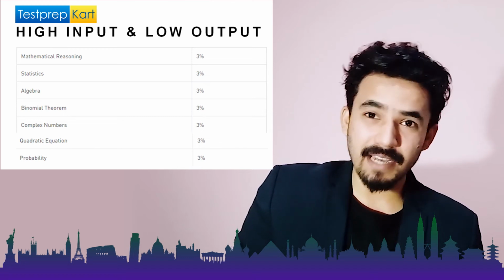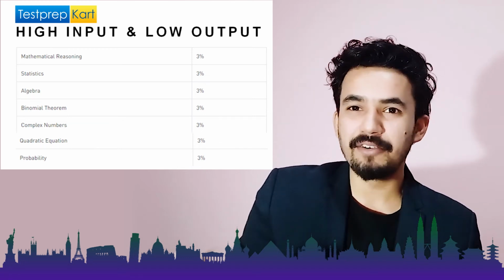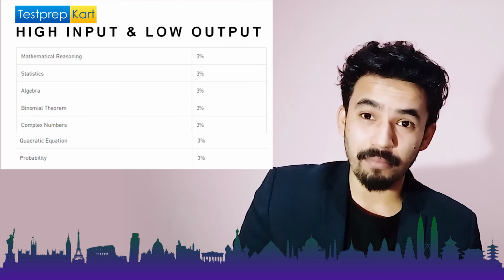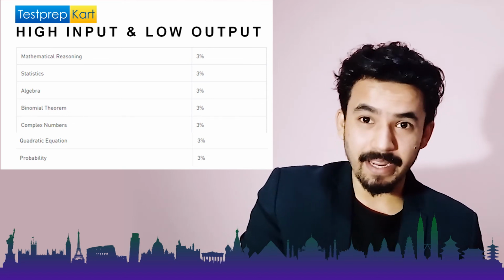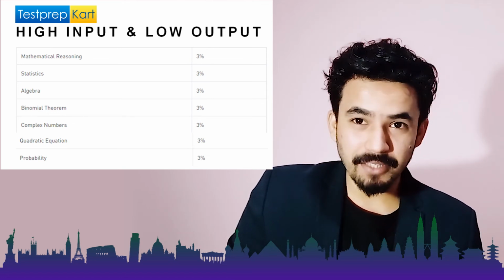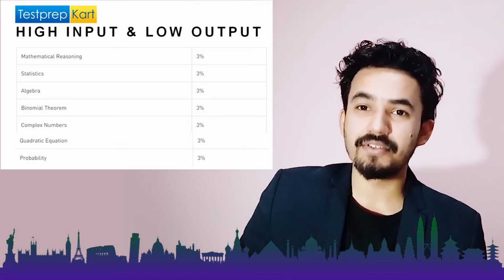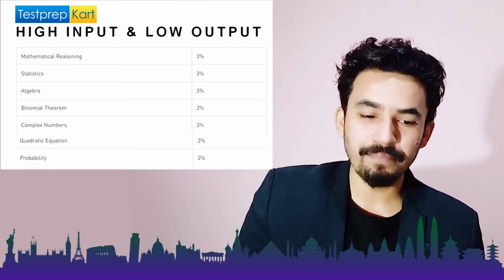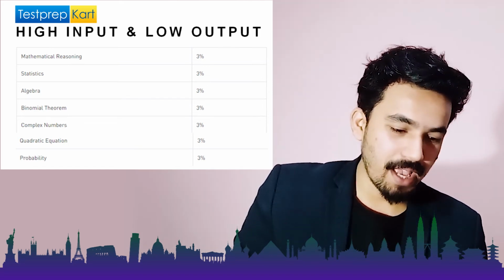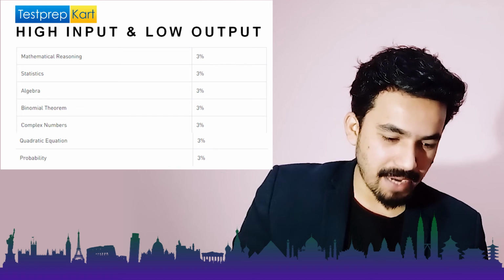Now there are topics which requires high input and low output. So what are those topics? Of course, that is mathematical reasoning, statistics. Statistics is again all about algebra. So you just need to practice a little bit. You have to recap the formulas. Algebra I kept again in this place. Binomial theorem again I kept in this place because questions that you can see requires solving, much solving. So that is high input but low output because 3%.